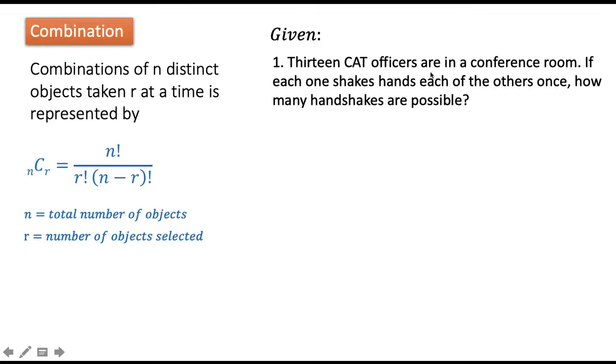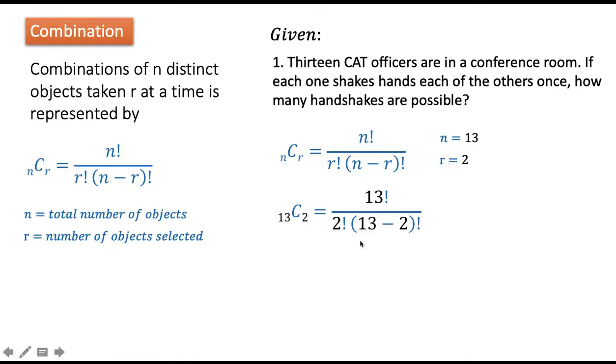13 CAT officers are in a conference room. If each one shakes hands with each of the others once, how many handshakes are possible? Since this given is a combination, we're going to use this formula. And our n here is 13 because we have 13 officers. And our r is 2 because normally it takes 2 persons to shake each other's hands. So we're going to substitute this given in our formula, and this is how it looks.